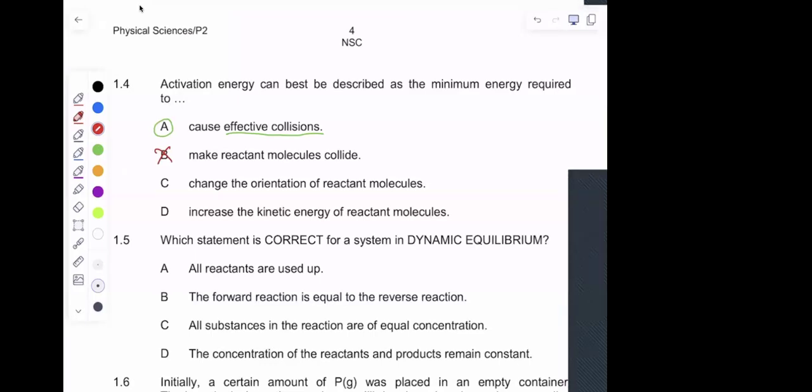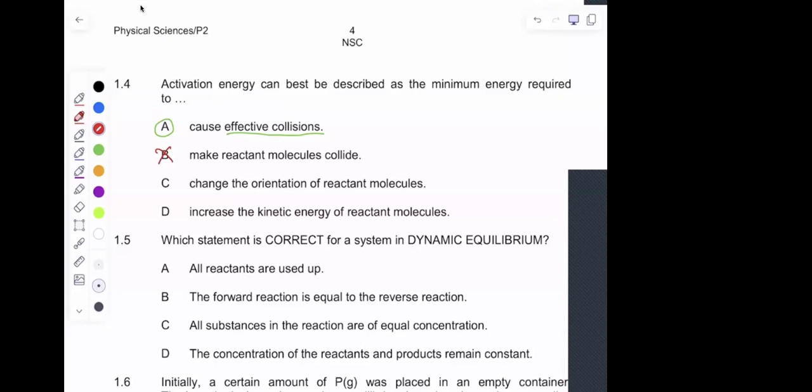Activation energy is when you get your reaction going. The reactant molecules will collide anyway. Remember, the kinetic theory of matter states that all matter is always in motion. So that'll happen regardless of whether you've reached activation energy or not. They will still collide. What's important is, are the collisions effective or not? C, change the orientation of the reactant molecules. Nope, it won't do that. Activation energy is not really going to help the orientation.